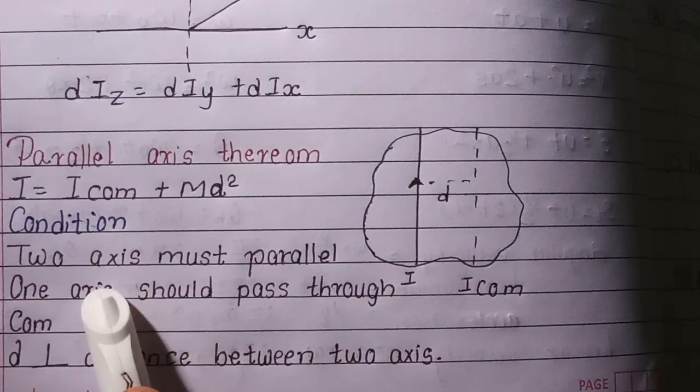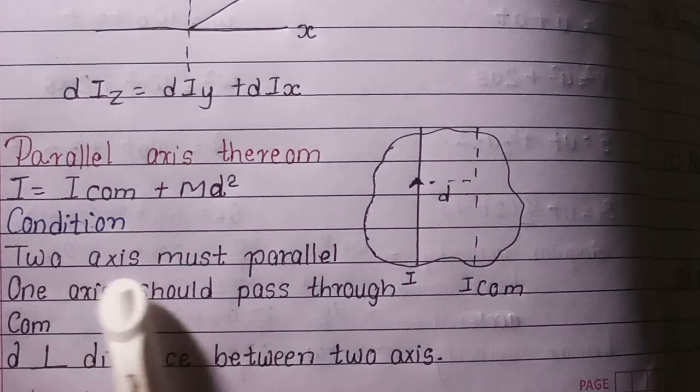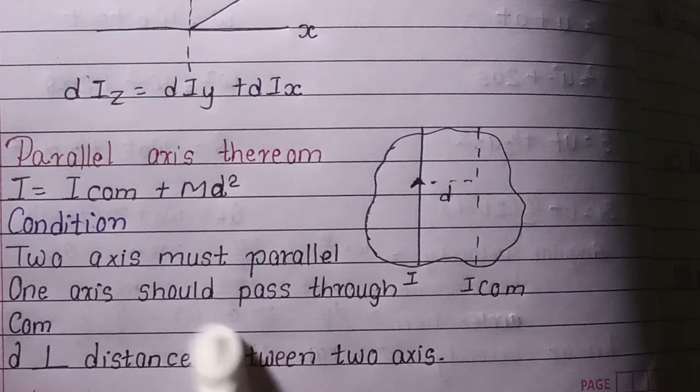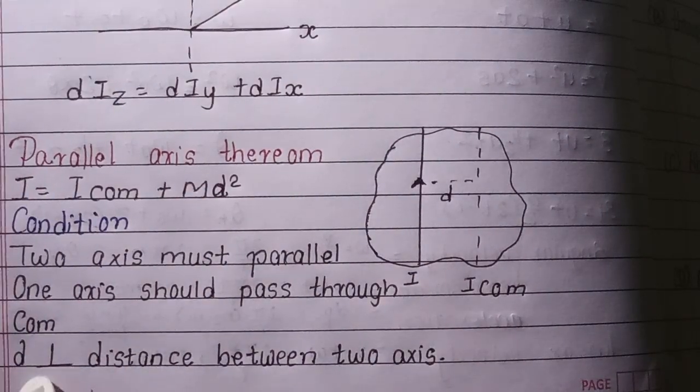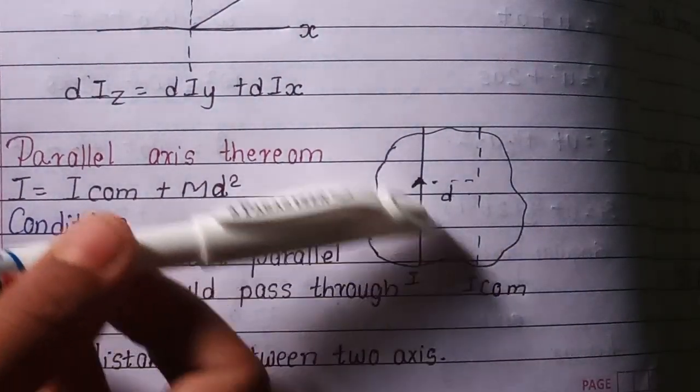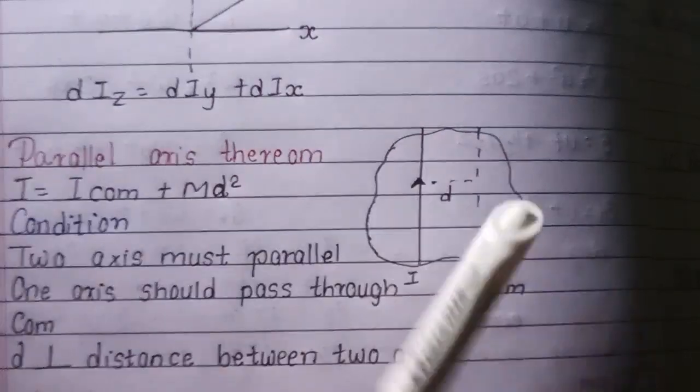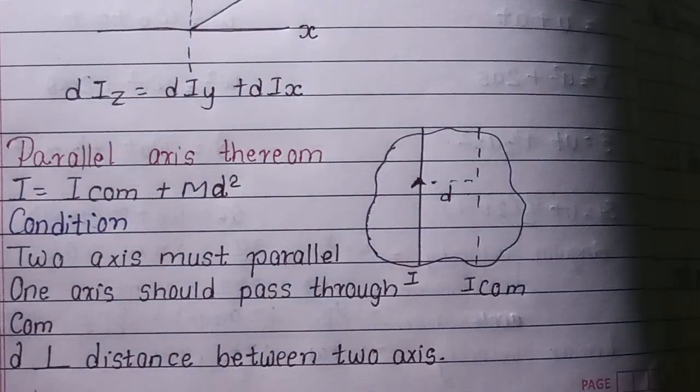The condition required for the parallel axis theorem is that the two axes must be parallel. One axis will pass through the COM, and the distance between them must be the perpendicular distance.